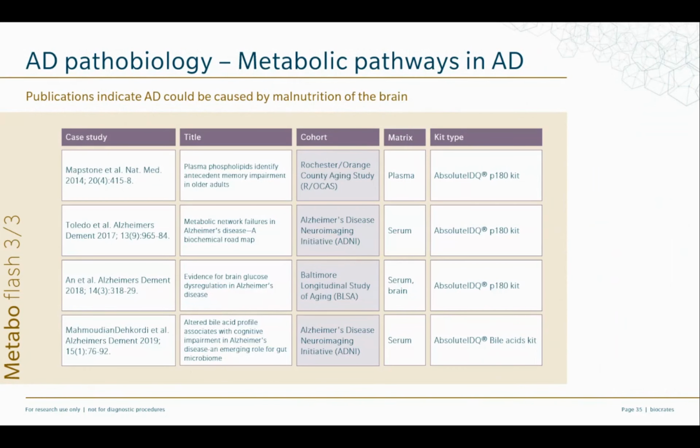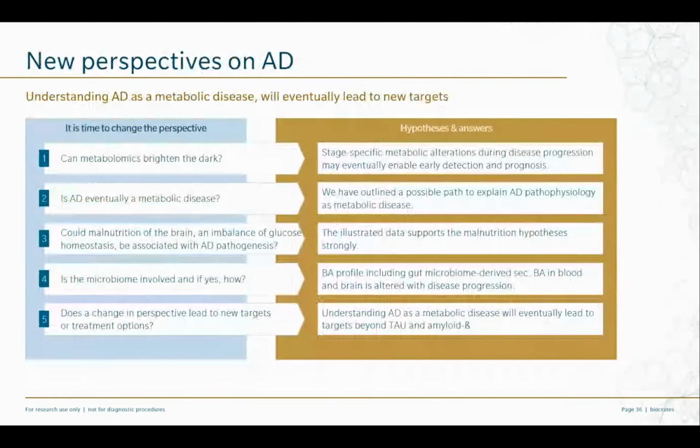If you'd like to read more on the background of the discussed hypothesis, I can recommend these publications here. Or just contact me for further literature on that, or if you'd like to challenge that outlined concept. So to address the last question, yes, we think that based on all the evidence from the literature, understanding Alzheimer's as a metabolic disease will eventually lead to targets beyond amyloid beta and tau.